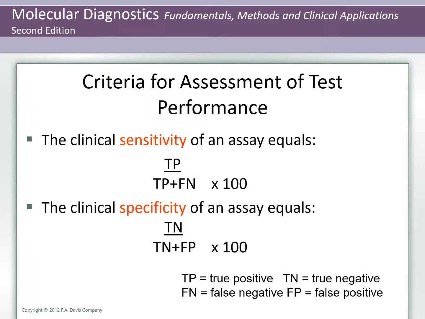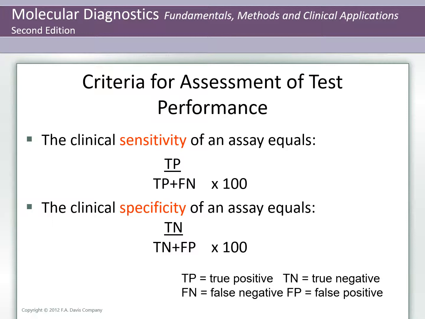The clinical sensitivity and specificity of a test or method needs to be evaluated as well when validating testing. Clinical sensitivity is the ability of the test result to predict a clinical condition. The formula for calculating clinical sensitivity is true positives over true positives plus false negatives times 100. So for example, if 95 out of 100 patients with a gene mutation have a disease state, the test has a clinical sensitivity of 95%.